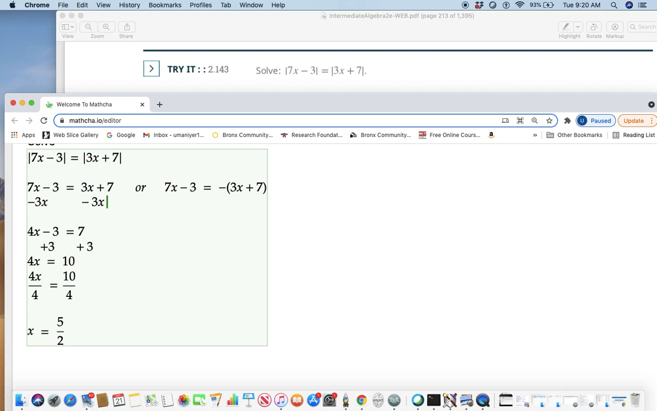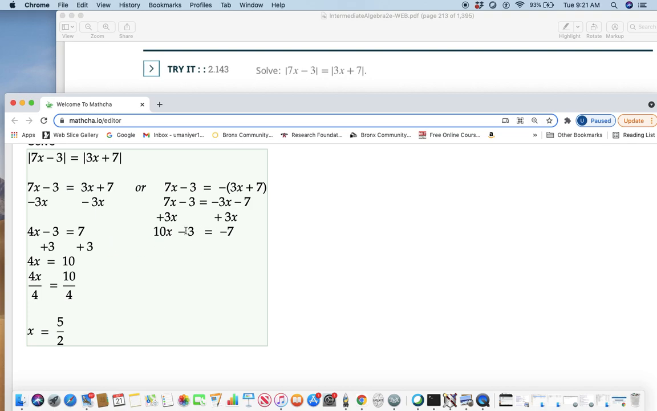Let's address this particular equation. Notice there is a minus outside the parentheses, so you need to distribute the minus first. 7x minus 3 equals negative 3x, negative 7. At this point, to get rid of that negative 3x, I add 3x to both sides, which gets me 7x plus 3x is 10x minus 3 equals negative 3x plus 3x cancel. You are left with negative 7.